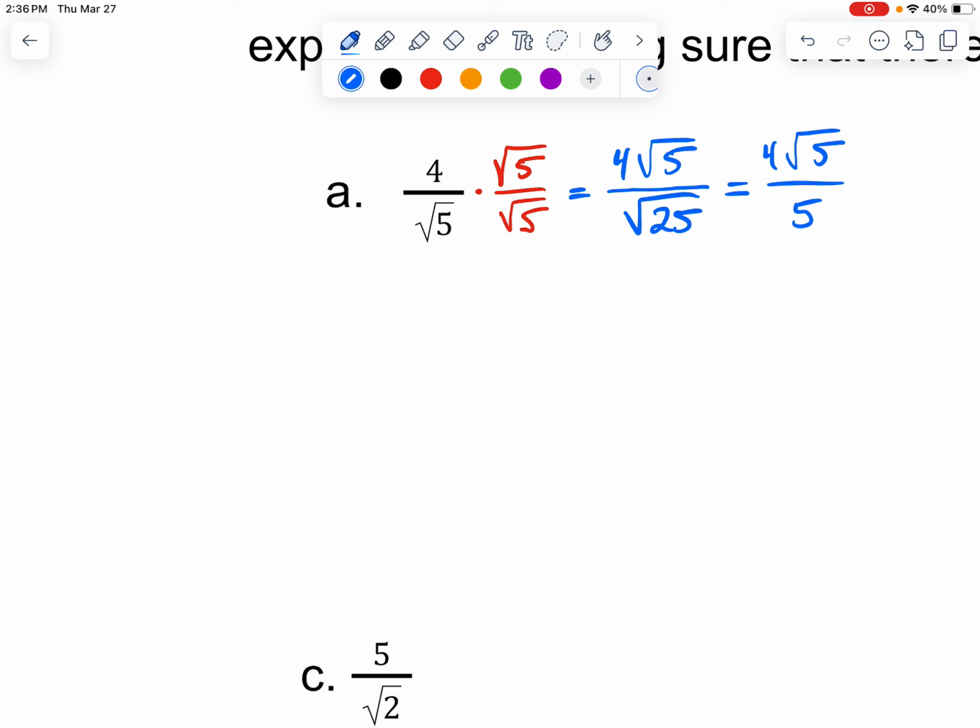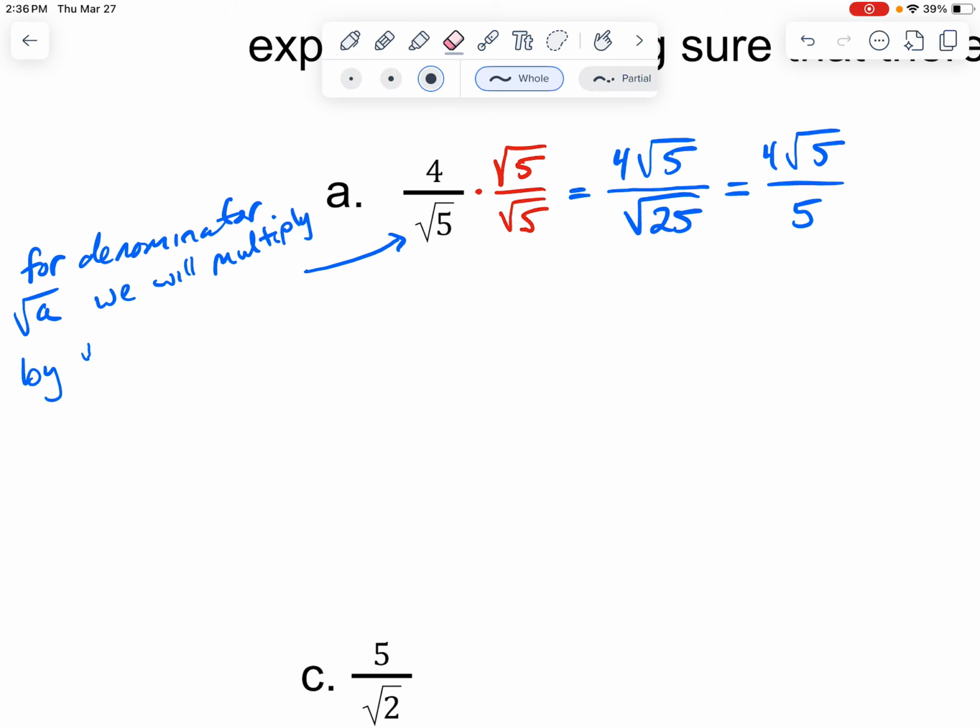So this process, we're going to say something like this. So whatever that radical is on the bottom, so for any denominator, square root of a, so square root of whatever, we will multiply by the square root of a over the square root of a. Because that's just multiplying by 1, and it will get rid of that square root in the bottom.